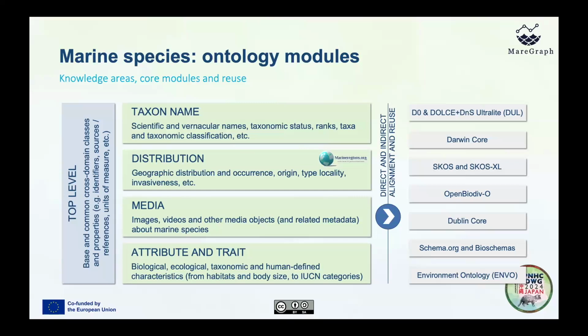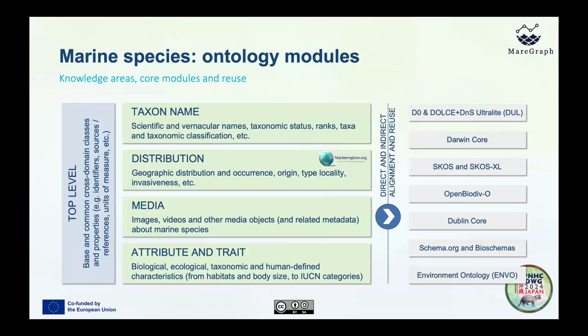As discussed before, we then have a module for representing heterogeneous attributes and traits, from habitats and body size to the IUCN category of a species, as reported in the well-known Red List. We didn't mention it before, but available information about species also includes media objects such as images and videos with related metadata like authors and licenses. We thus have a dedicated module for these two.